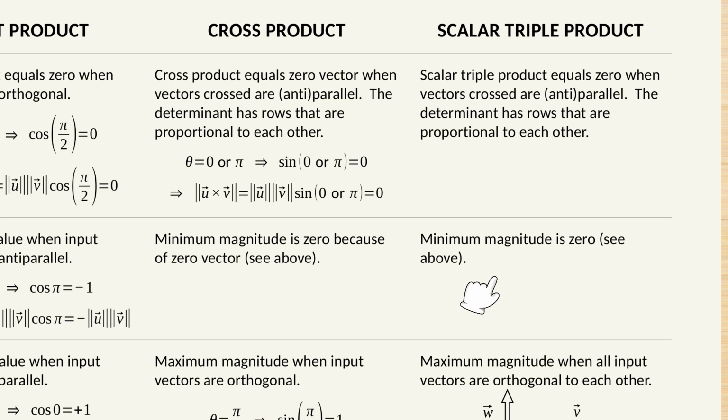With the scalar triple product, the minimum magnitude is 0 for the same reason as with the cross product. When vectors are proportional to each other, the scalar triple product evaluates to 0. If none of those vectors are proportional to each other, we're going to get either a positive number or a negative number, but the magnitude is not going to be 0.